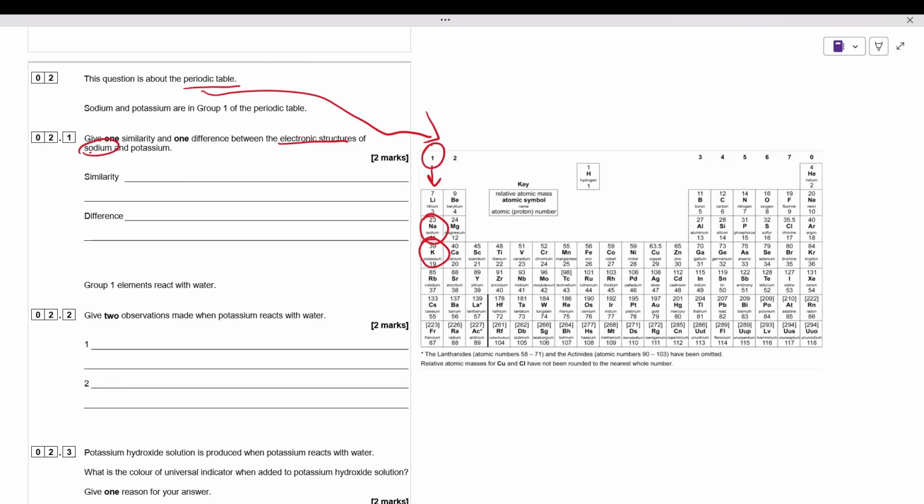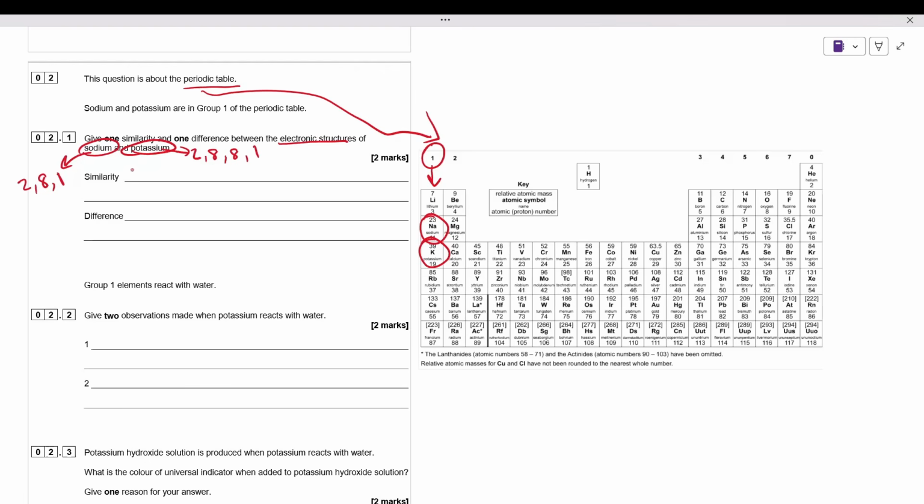So we're going to look at the electronic structure. Let's just write the electronic structure for a second here, right? For sodium, it's going to be 2 in the first shell, 8, and then 1 in the last shell. And for potassium, it's going to be 2 in the first, 8, 8, and 1. So that's the electronic structure for each of these. And we can see it conforms with what we have here, right? Group 1, they both have 1 electron in that outer shell. And then we have sodium being in period 3, which means it has 3 shells. And we have potassium being in period 4, which means it has 4 shells.